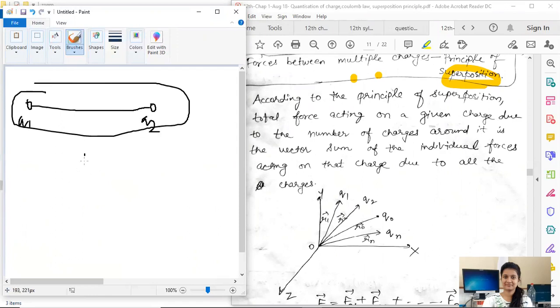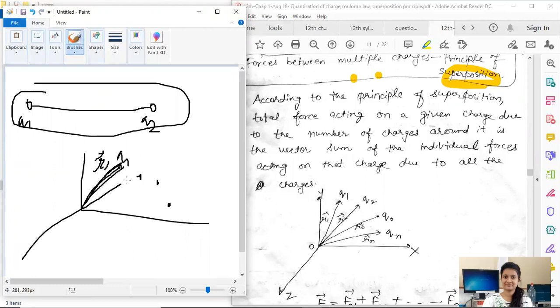Suppose there are multiple charges like Q1, Q2, this is Q1, this is distance represented by this unit vector, position vector R1. There are Q1, Q2, Q3, Qn. There are n number of charges. So you have to calculate the net force on this Q naught. If you have to calculate the net electric force on this Q naught charge by all these Q1, Q2, Q3, Qn, then how will you calculate?